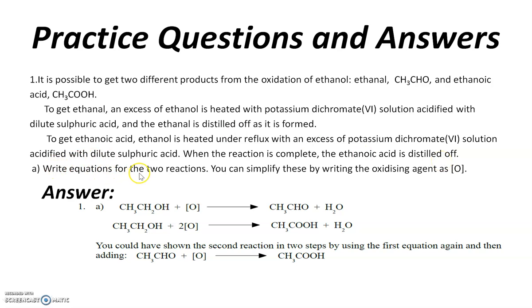Write equations for the two reactions. You can simplify these by writing the oxidizing agent as O. So first, ethanol will get oxygen or oxidize to ethanal, and in the second step ethanal gains more oxygen and is directly converted to ethanoic acid. We can write two equations. First you can write this one, and you can also write this one for the second question.